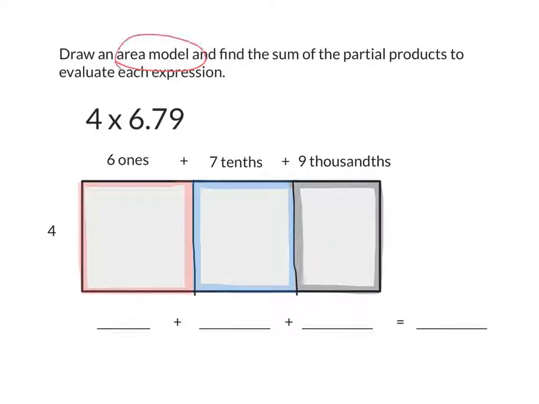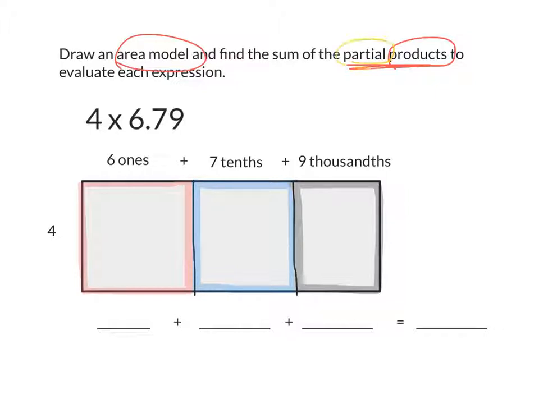Remember, that's just a rectangle, and we're going to find the area of it. A model of which we're going to find the area. That's why it's called an area model. To find the sum of the partial products. Wait a second. What's a product again? What's a product, Luke? The answer to a multiplication problem.